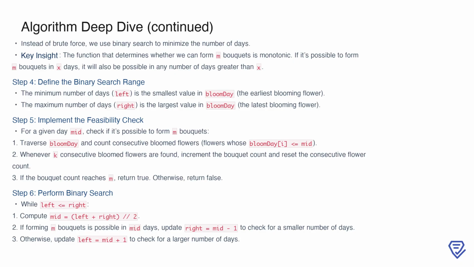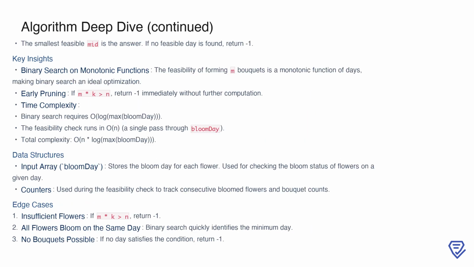Otherwise, we continue checking. By iteratively adjusting the binary search bounds based on feasibility, we efficiently narrow down the minimum day required. The result of our binary search is the smallest feasible day mid where it is possible to form m bouquets. If no such day exists, we return -1 to indicate that it's impossible to meet the requirements. Key insights that make this approach efficient include the monotonic nature of the feasibility function, which allows binary search to work, and early pruning of invalid cases. For example, if m*k exceeds n, we immediately return -1 without further computation since there aren't enough flowers.